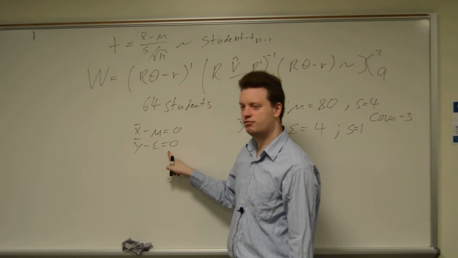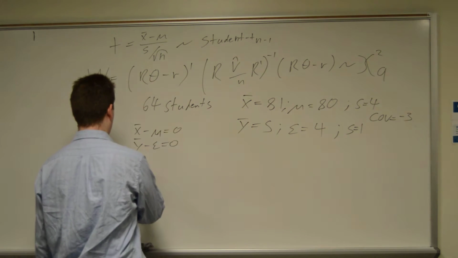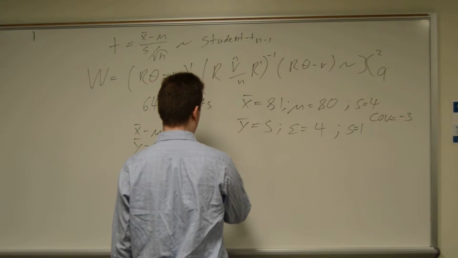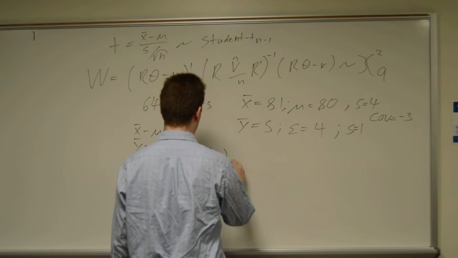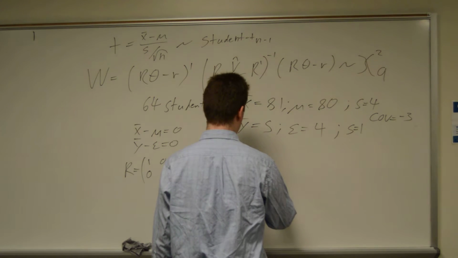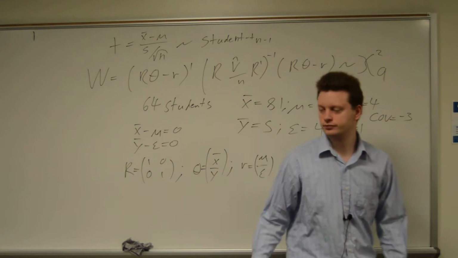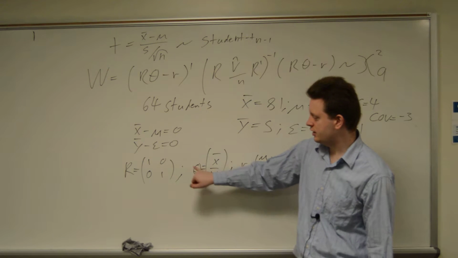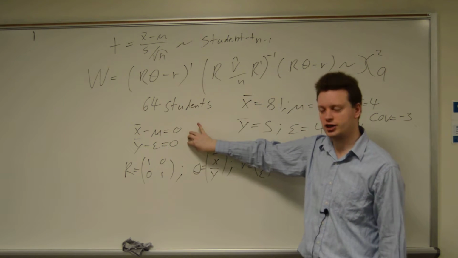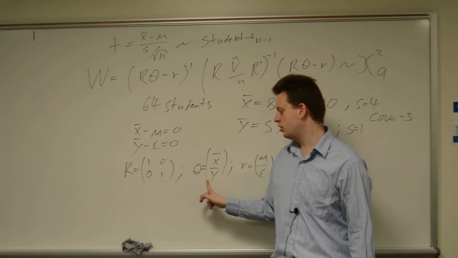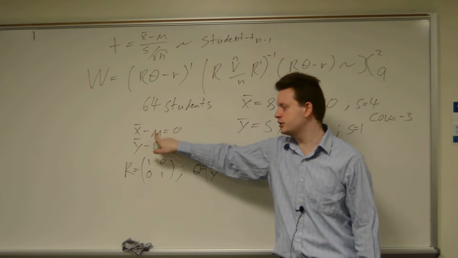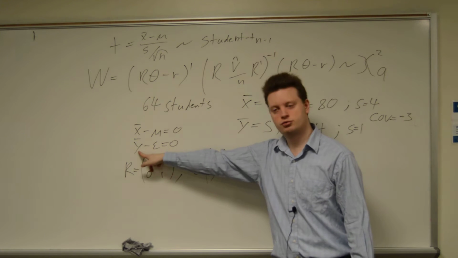Well, if I want the same format, then I get R equals the identity matrix. Theta equals x bar, y bar, and little r is equal to mu and epsilon. If I multiply theta times this R matrix, and I subtract this r, I get exactly these two equations. X bar times 1 is x bar, y bar times 0 is 0, minus mu. So the top line is x bar minus mu, and the bottom line, by similar construction, is y bar minus epsilon.